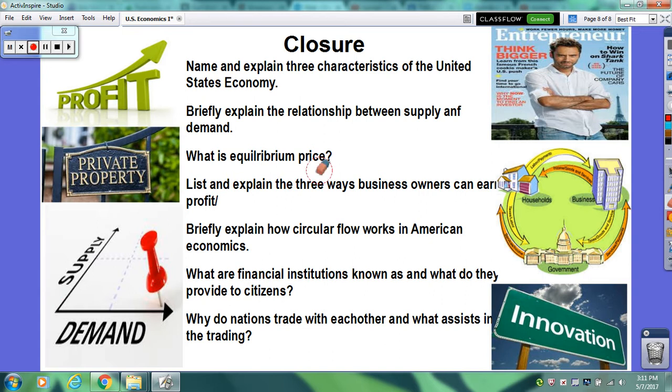3 possible ways businesses and owners can earn profit. You have your 3 kinds of businesses. You have your proprietorship, which is one person who takes all the risks and also will earn all the profit, and they are simply one person only. Another way would be a partnership. So a partnership is where you have 2 or more people who would share the risk and share the profit. The last one is a corporation.